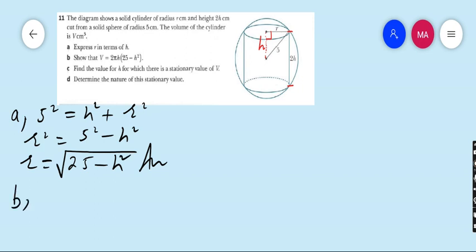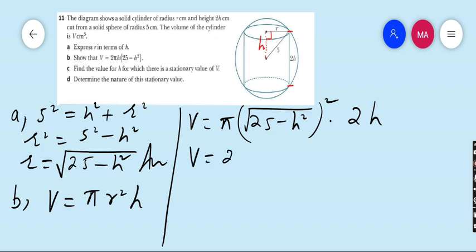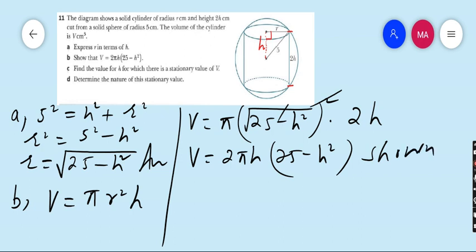Part B, show that the volume is 2 pi h into 25 minus h square. The formula of the volume of a cylinder is pi r square h. V is equal to pi, r we have found as square root of 25 minus h square, squared, into h. The height of the cylinder is 2h. So V is equal to 2 pi h, square and root cancel, 25 minus h square. Shown.